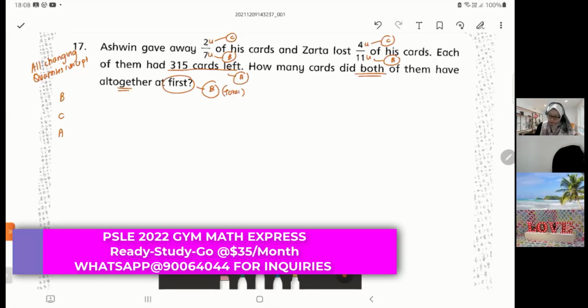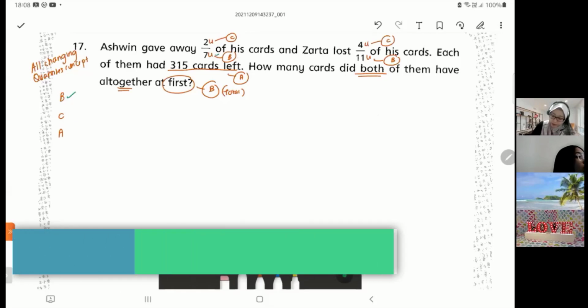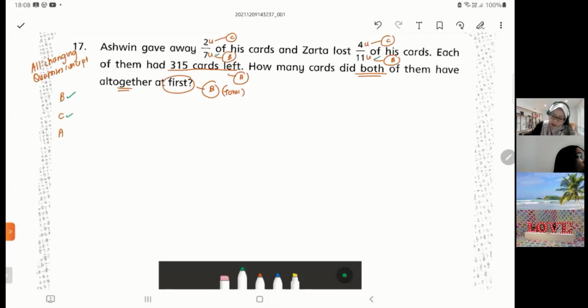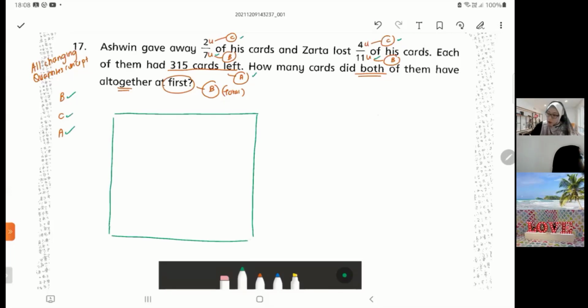Okay. Now we have all this information. I have my before, check. I have my change, check, check. I have my after, check. Draw your table. Okay. Cut it up into 2 columns. Ashwin and Zarta, before, change, and after.